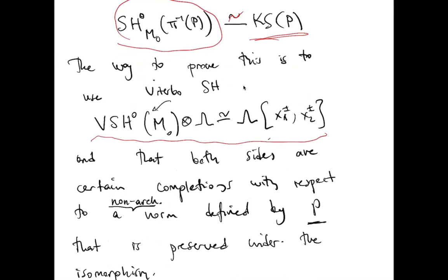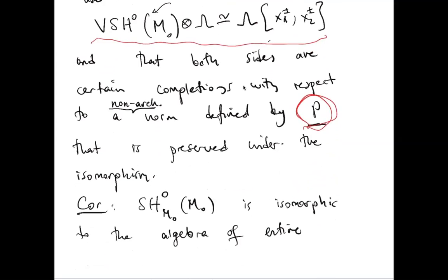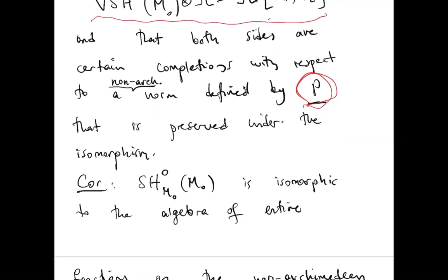symplectic cohomology, and realize that both sides in this special case can be defined as completions with respect to certain norms defined by P on the two sides of this Viterbo isomorphism, and showing that this isomorphism actually respects these norms that are defined by P. So they're both completions defined by this polygon, and you can just check that the norms are actually intertwined by this isomorphism.